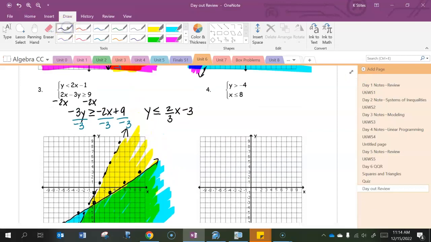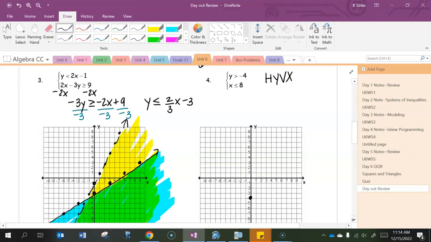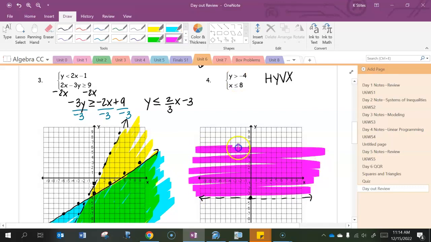All right, one more like this, and this is a double hivex. We have a horizontal and a vertical. Horizontal, remember, is the y, so go ahead and find -4. And that one is going to be dotted. Okay, and this is a greater than. Remember, greater than means we shade up, or above your line.